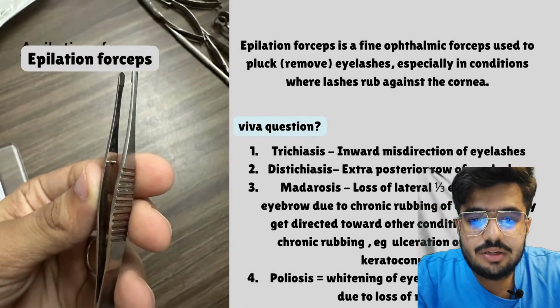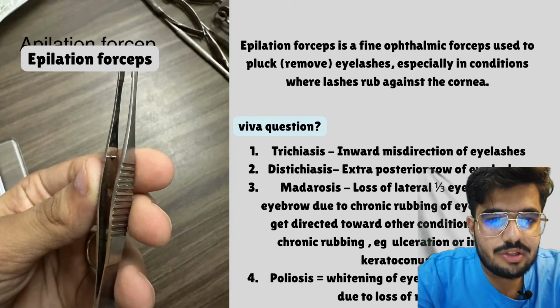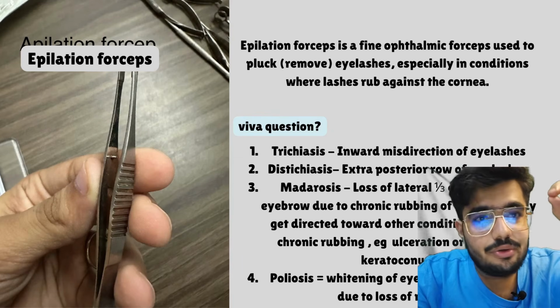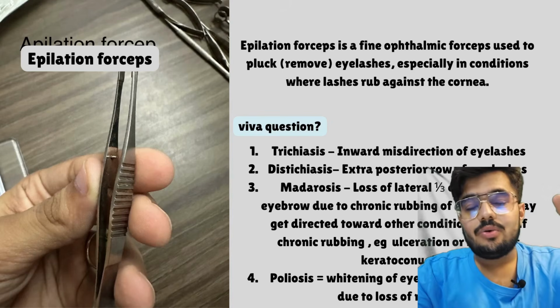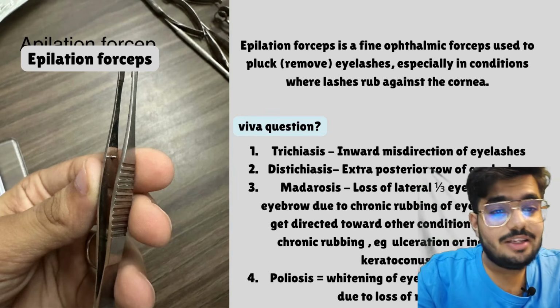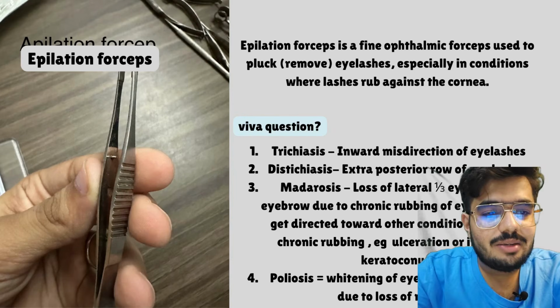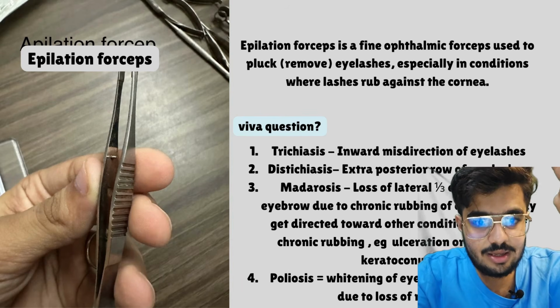Next is our epilation forceps. This is epilation forceps. It is a fine ophthalmic forceps used to epilate or remove the eyelashes. Now a question may ask in which condition we do the eyelash removal. The eyelashes are removed when they are rubbing against the cornea, in a condition like trichiasis.